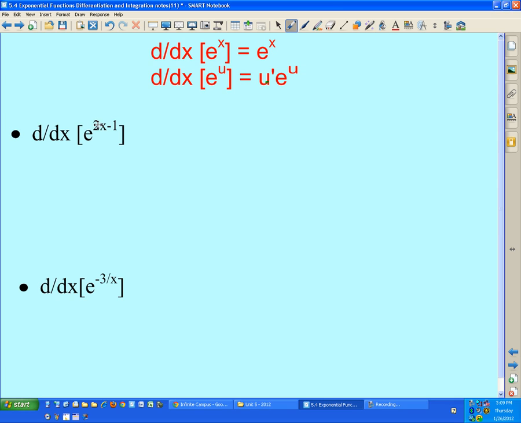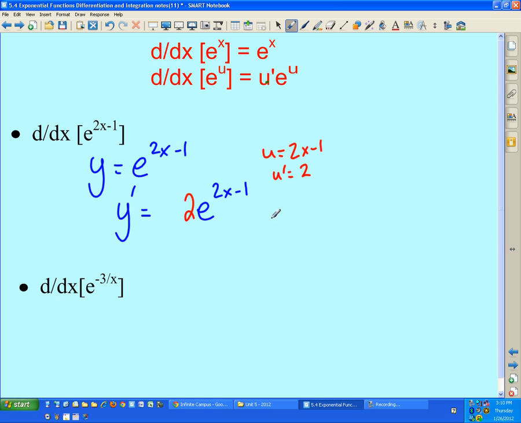Here they're asking me to take the derivative of this. If I said y equals e to the 2x minus 1 and they said find y prime, I would say y prime will equal e to the 2x minus 1 is what I get back, and you have to remember that u is 2x minus 1, so u prime would be 2. So I'm going to multiply by 2, and my final answer for that one ends up being 2 e to the 2x minus 1.